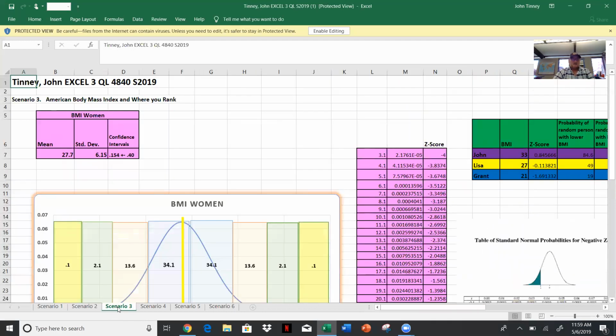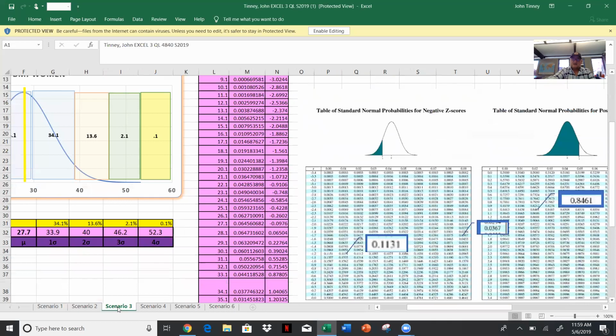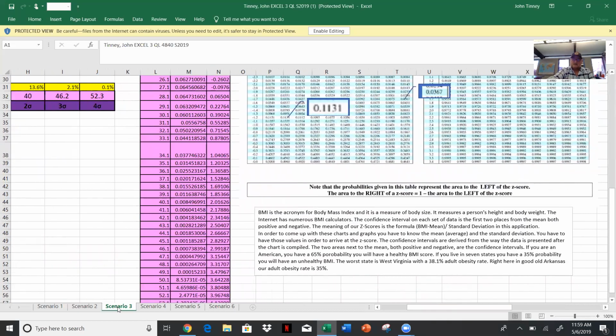We're going to number 3, and this talks about American Body Mass Index and where we ranked on this. We had a number of different things. BMI is an acronym for Body Mass Index. It's a measure of body size. It measures a person's height and weight. The internet has numerous BMI calculators, and the confidence interval on each set of data is the first 2 places from the mean, both to the left, which is the negative, and to the right, which is the positive.